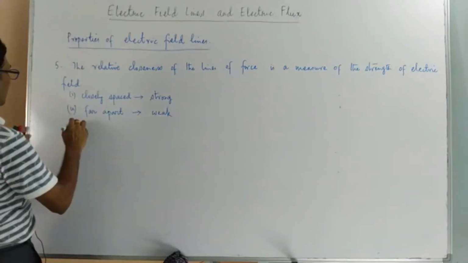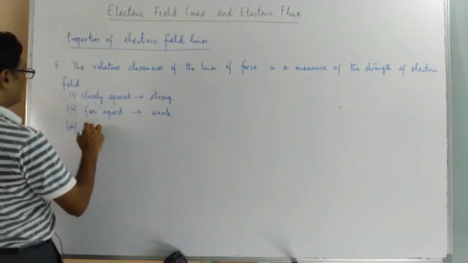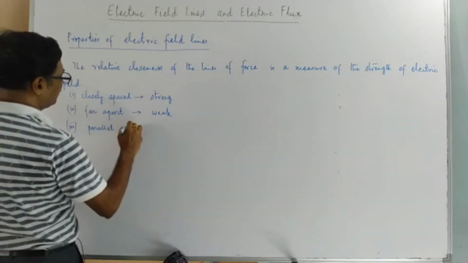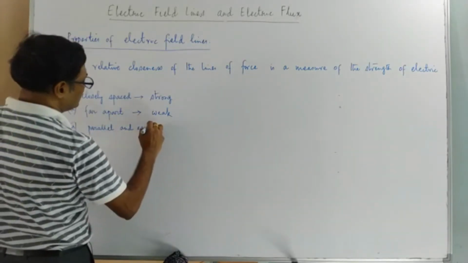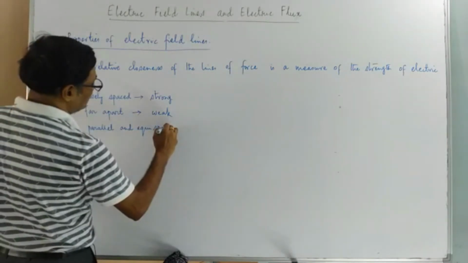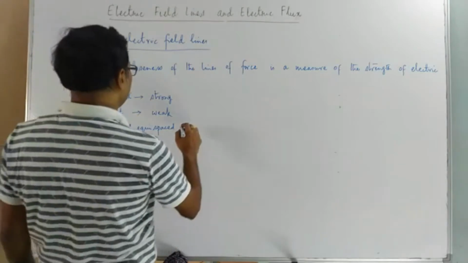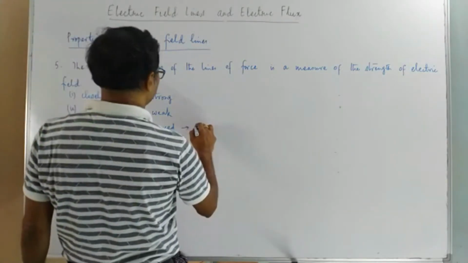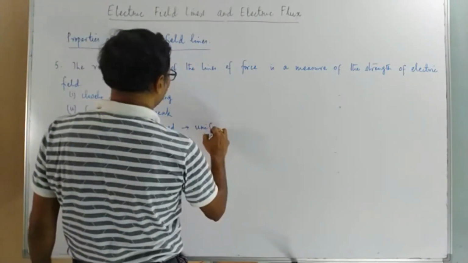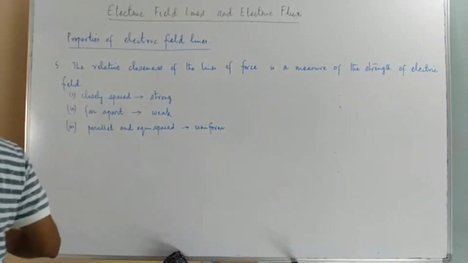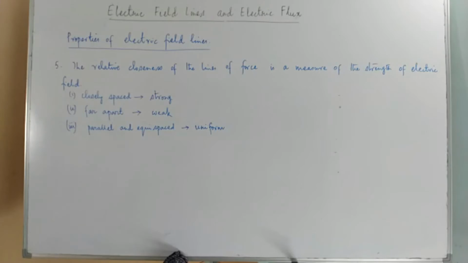If we have parallel and equally spaced electric lines of force, it means that it is a uniform electric field. Is that okay? Number 6.